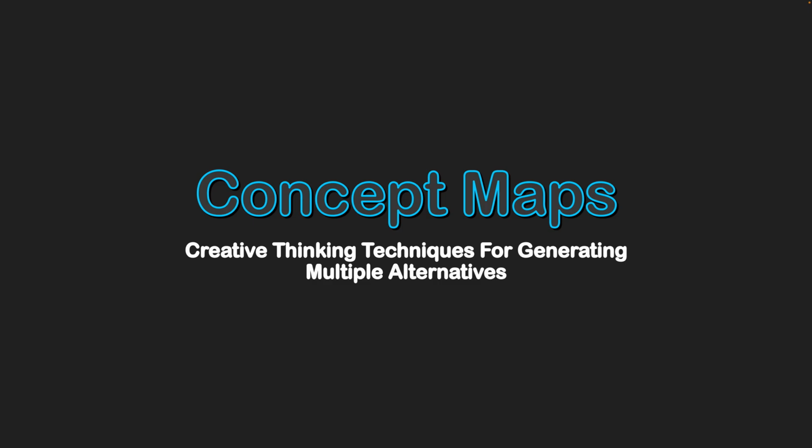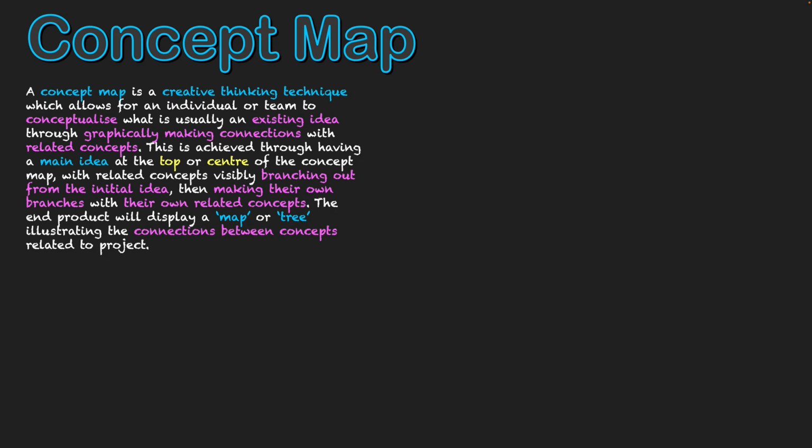Creative thinking techniques for generating multiple alternative concept maps. A concept map is a creative thinking technique which allows an individual or team to conceptualize what is usually an existing idea through graphically making connections between related concepts.